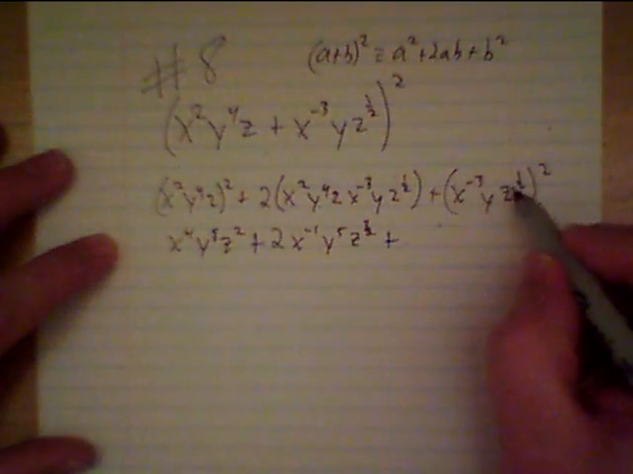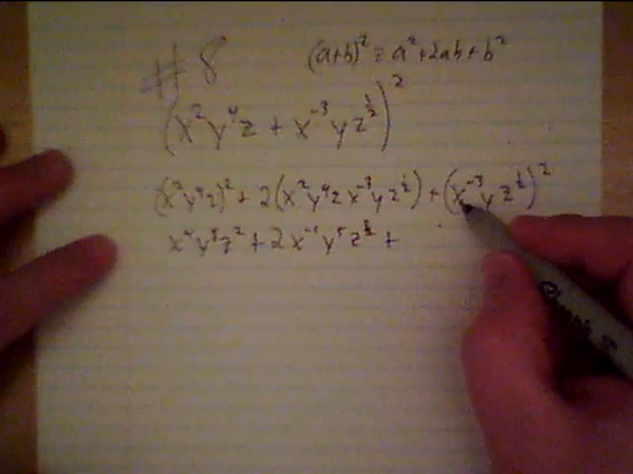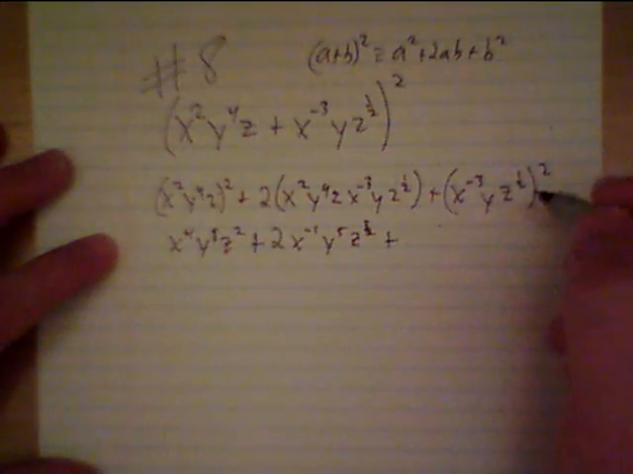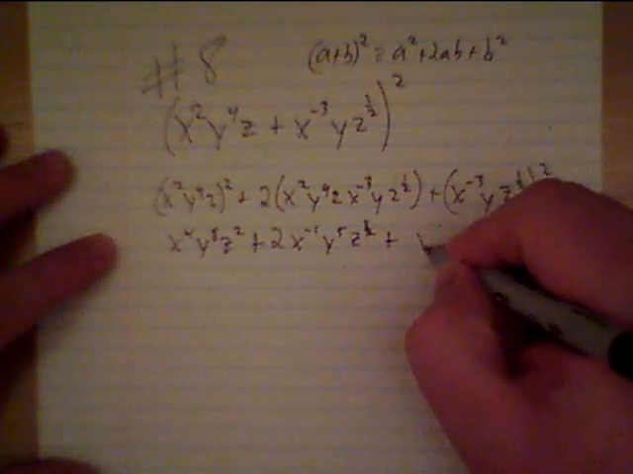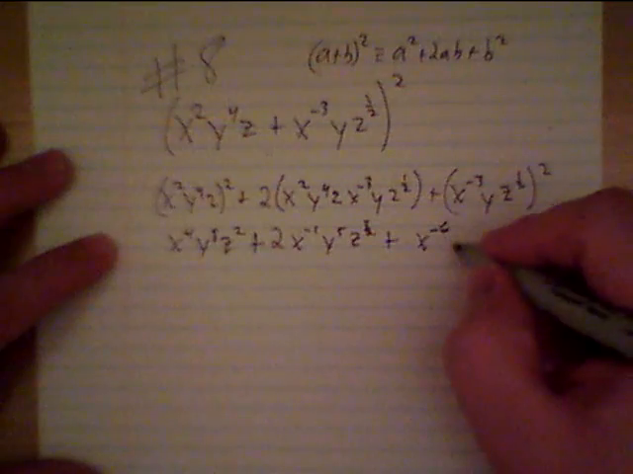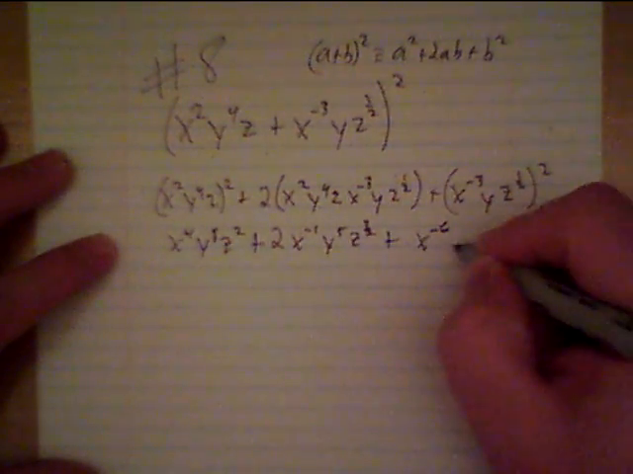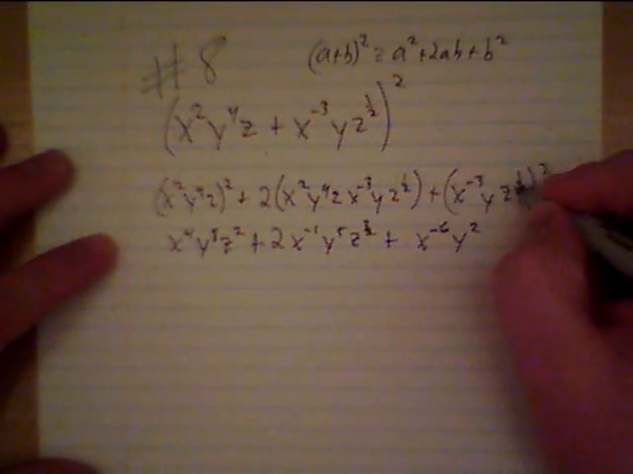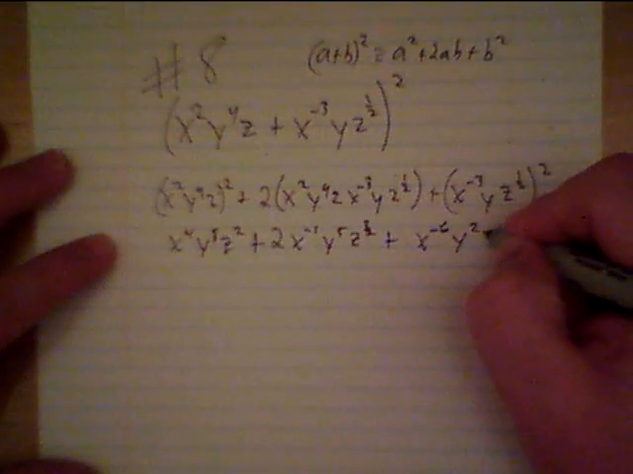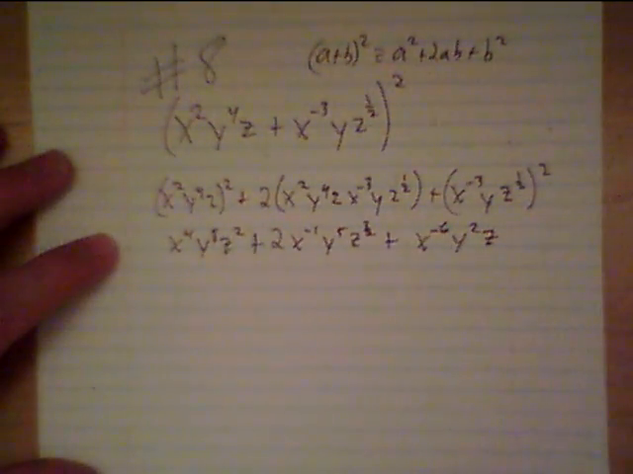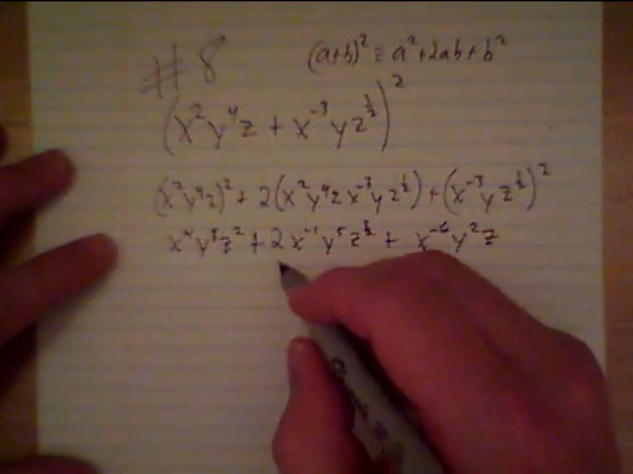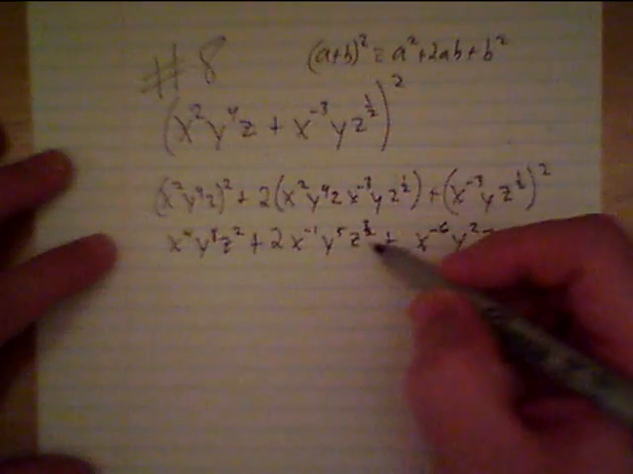plus, and let's do this last part. We're going to have x to the negative 3rd squared. Negative 3 times 2 is negative 6, so it'll be x to the negative 6 times y squared times z to the 1/2 times 2 is just 1, so it'll be times z. Now, you can move this x to the negative 1 to a denominator.